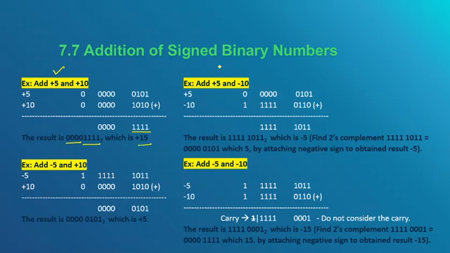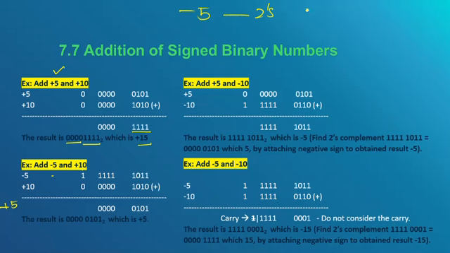Now let me add a negative number to a positive number, that is, minus 5 plus 10. What will your answer be? If it is minus 5 and plus 10, it will be plus 5. We'll see how it is done. First thing, how 5 should be represented. The minus value should be represented in 2's complement.